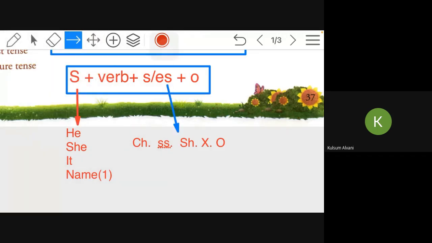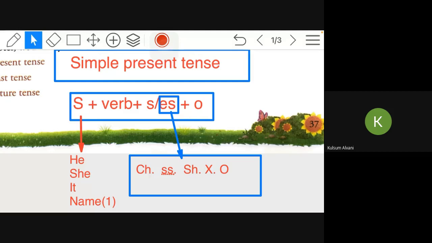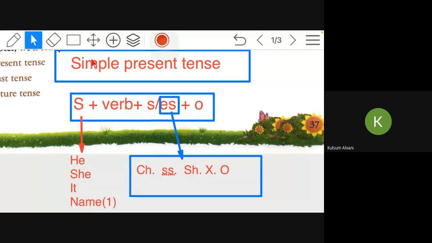See, students, when any verb is ending with CH or double S or SH or X or O, at that time we have to add ES. First we have to check whether there is he, she, it or anyone's name. Only then we have to choose this condition of adding S or ES. Then we have to see if any verb is ending with any of these, then we have to add ES. Otherwise we will add S. So please write this as I have written. You have to write this in the same way in your rough notebook, quickly.